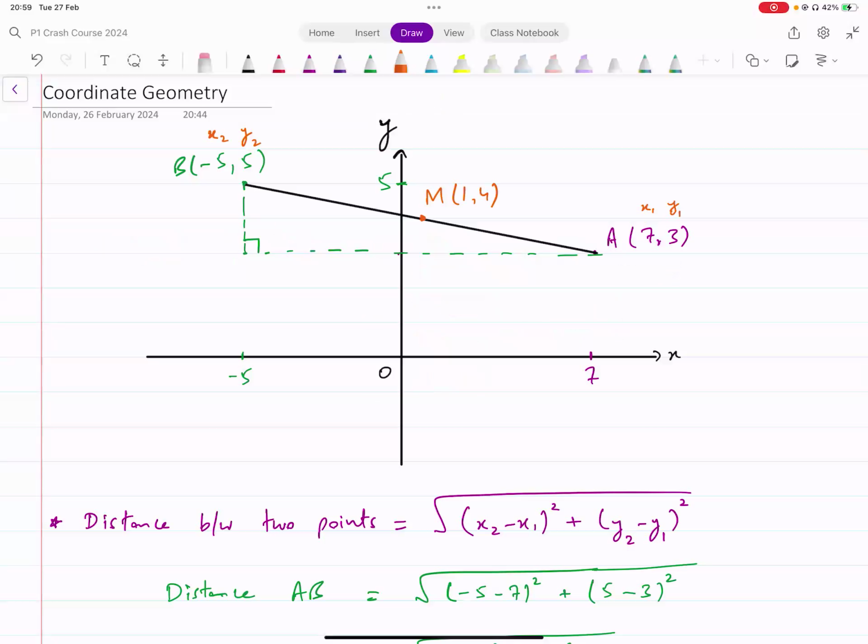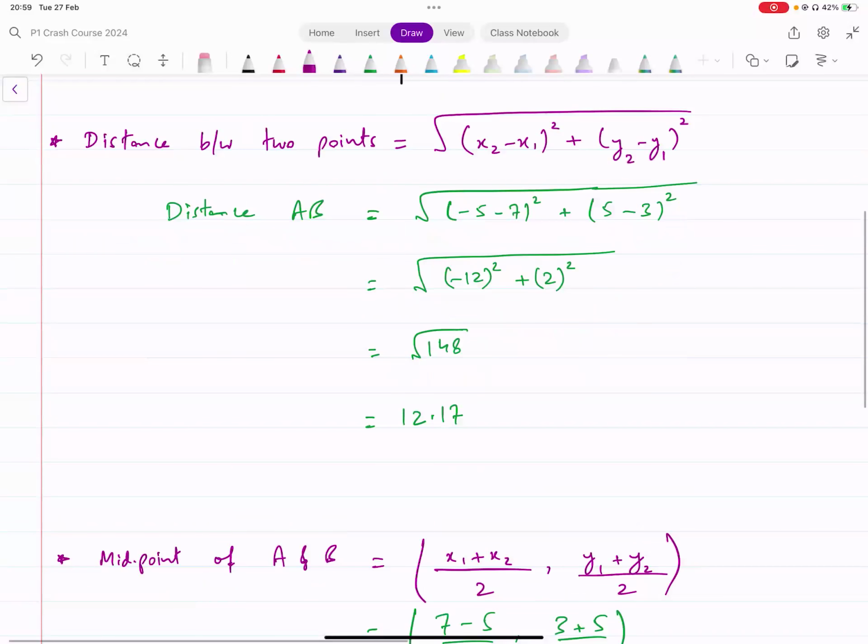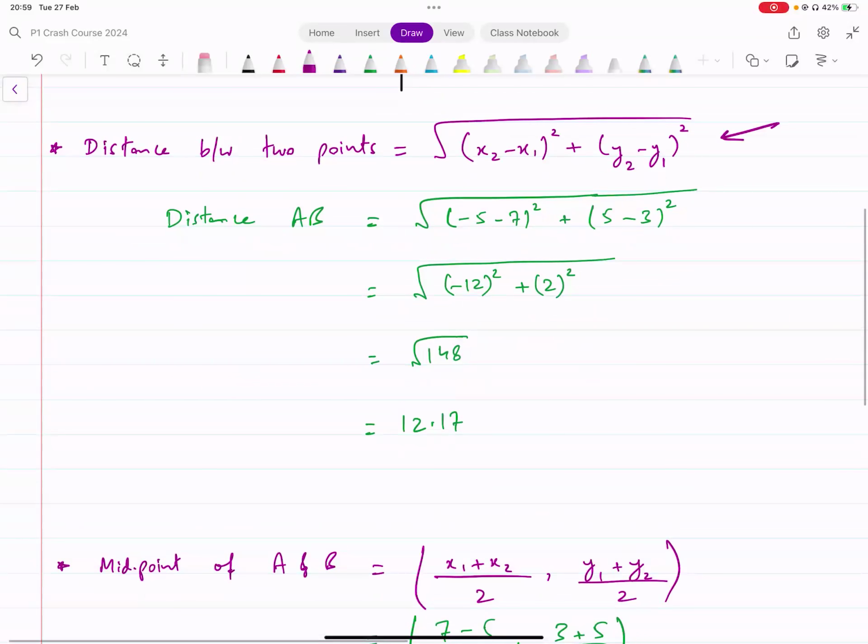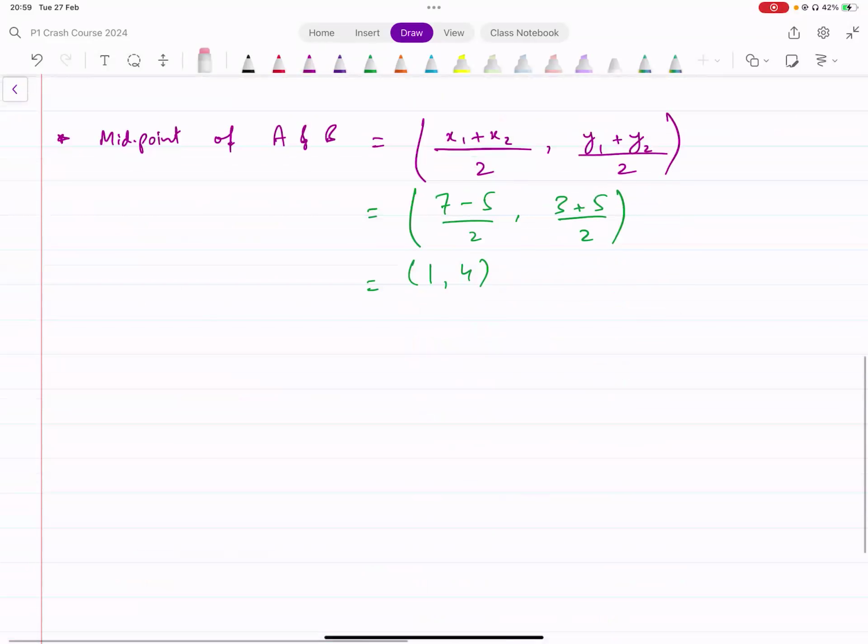You also need to remember this. Again, it's not given in the formula sheet. You will need to memorize this. Distance formula: x2 minus x1 whole squared plus y2 minus y1 whole squared, and then the square root of that whole thing. Midpoint formula: x1 plus x2 over 2 and y1 plus y2 over 2. The idea here is we're just taking the average of the two coordinates.